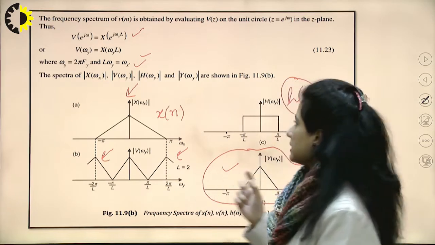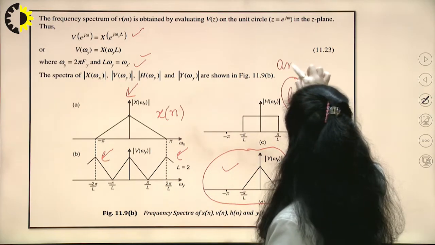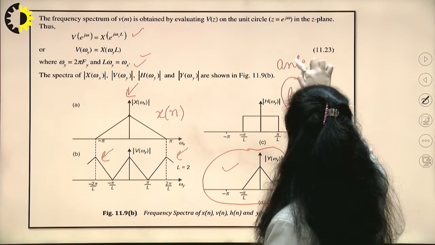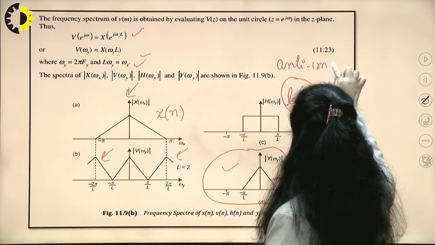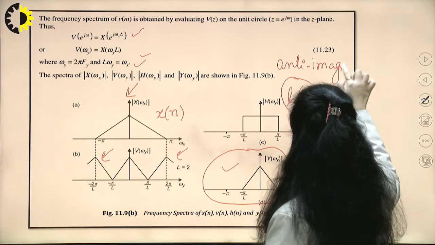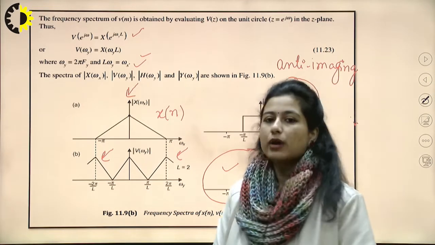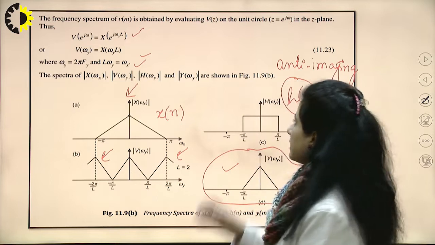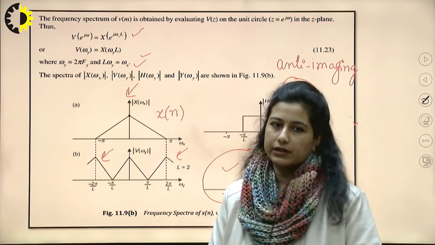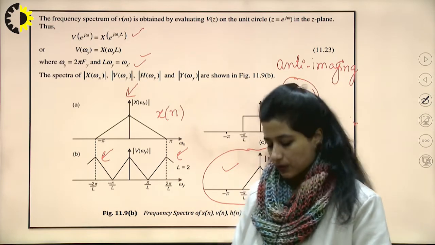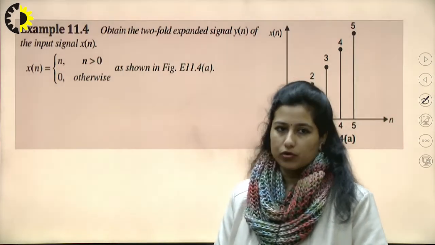And this filter which I am using here, because it is removing all these images, the values at the higher frequency, is also called an anti-imaging filter. The way we have an anti-aliasing filter in the decimator, which is important to remove the aliasing, similarly it is important to have an anti-imaging filter in the interpolator as well to get an undistorted output.